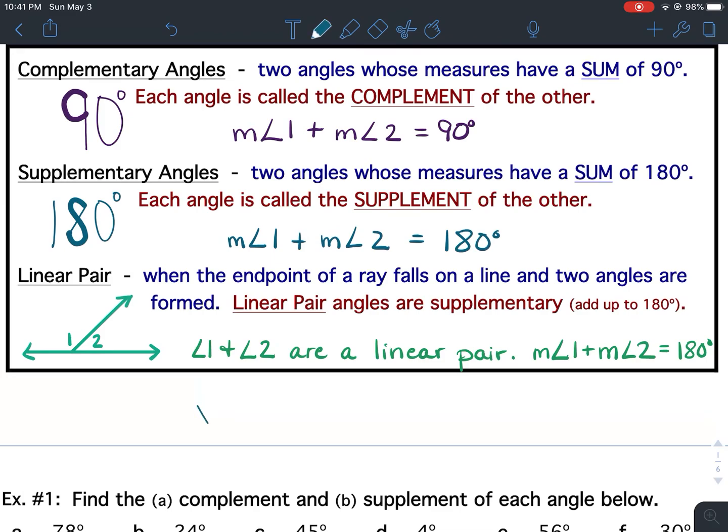You could have this angle here that is 30 degrees and this angle here, I know it's not great, you just get the point, that's 150 degrees. Together, they would add up to 180. But they're not together, therefore they're not a linear pair. They're supplementary, but they're not a linear pair. In order to be a linear pair, it has to be a straight line.